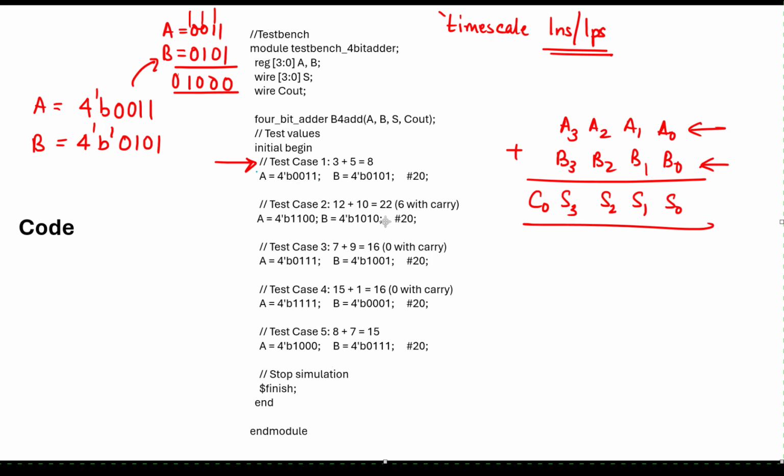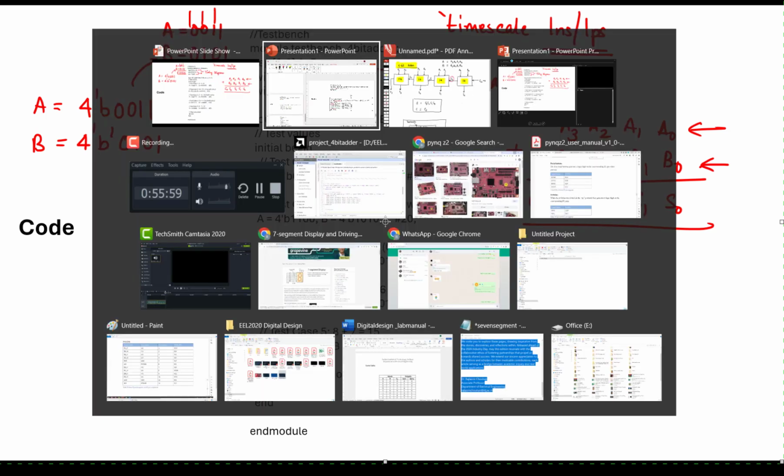Know that for the test bench, since we have defined S, which is a 4-bit number, and C out with wire, these two will actually be shown in our timing diagram. So both A and B, the 4-bit values, and this S and C out will be shown in our timing diagram. Alright, so let us see how this looks.